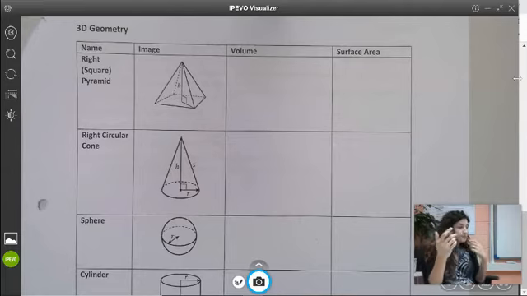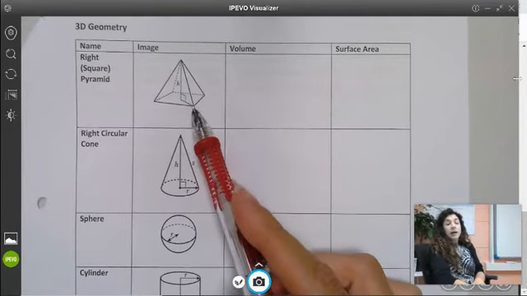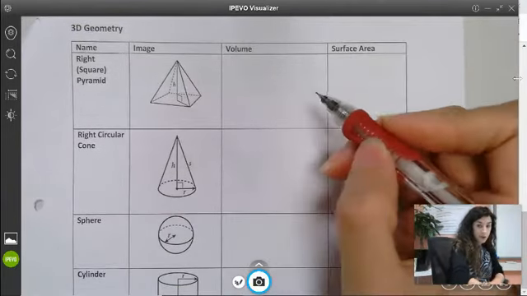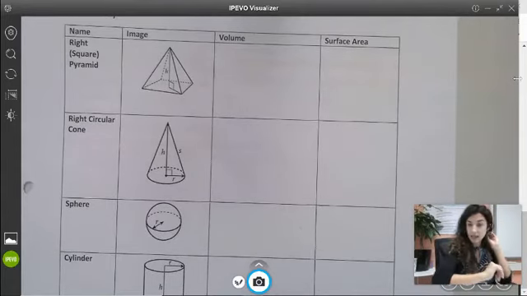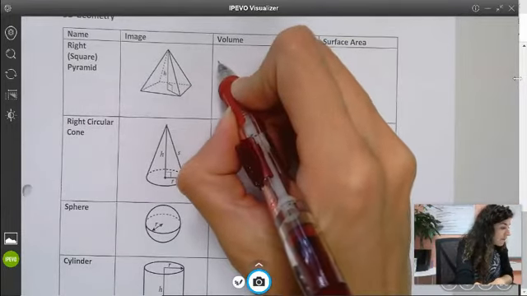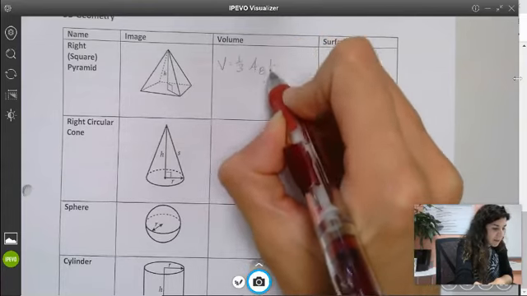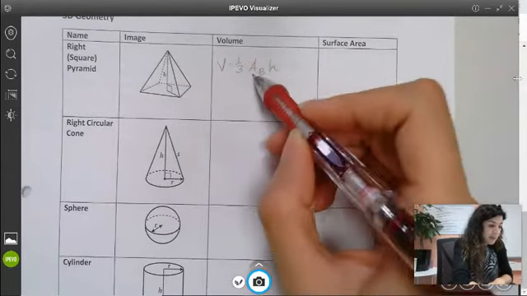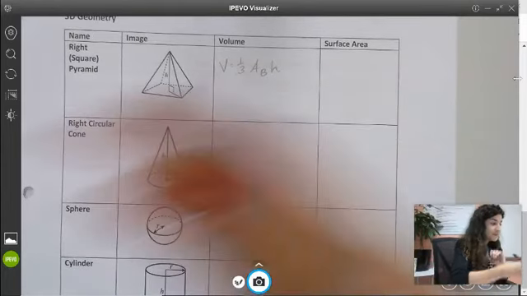For instance, the volume of a pyramid is in your formula book. It's on page 6 of your formula book. I would recommend having that out and available, or split screen or something like that, so you can see your formula book as we're going through this. The volume of a pyramid is 1/3 times the area of the base times the height. Notice the height is from this vertex down to the base. AB is area of base, H is height. So this is in your formula book and it's on page 6.